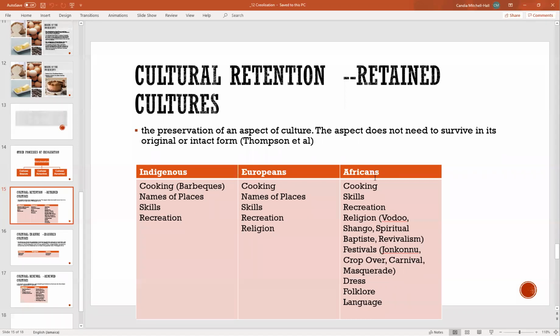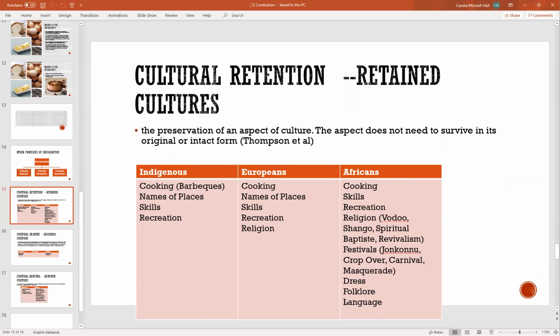Some examples of retention include our cooking, some of our food, our skills, our recreation. For Africans, the religion, different religious groups, different festivals, dress, folklore, language. Again, remember, Brathwaite did not include other groups like the Indians and the indigenous peoples and also the Chinese. However, scholars today have included them.